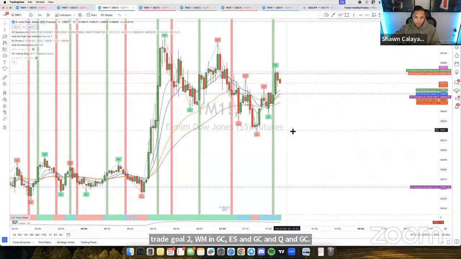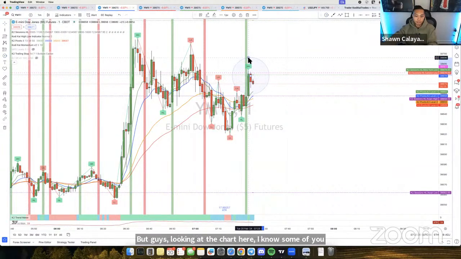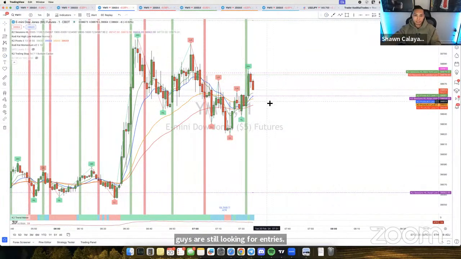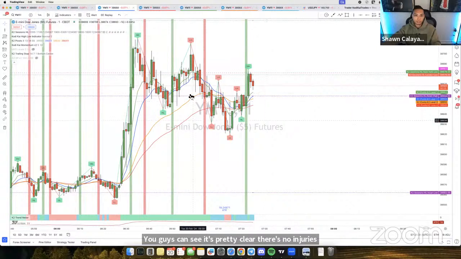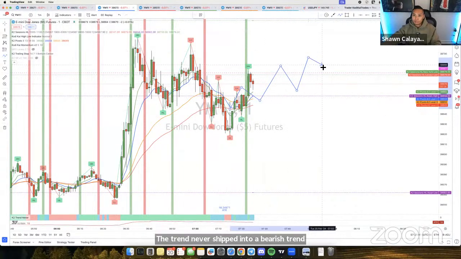But guys, looking at the chart here, I know some of you are still looking for entries. You can see it's pretty clear there are no entries here because it's right at the sessions. Again, we need price to break out of the sessions in order to have any type of entry. The trend never shifted to a bearish trend. And it's starting to climb up here, but we just don't have the opportunity for it to go up.